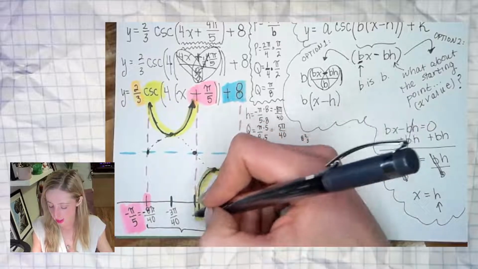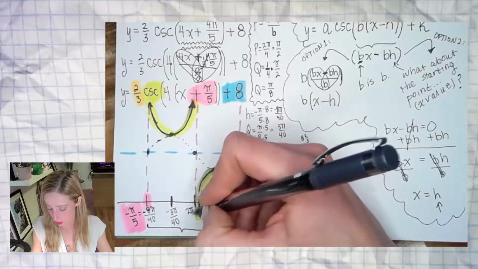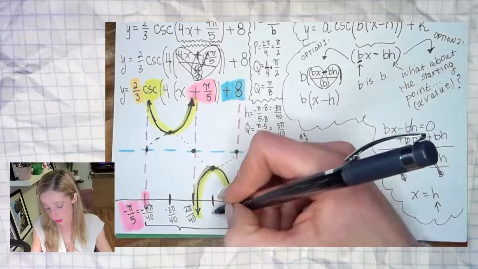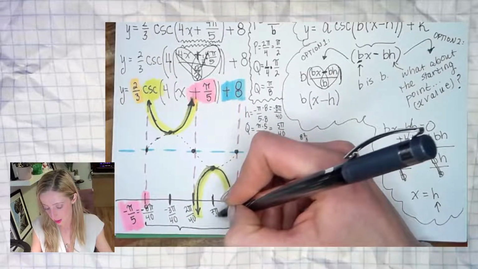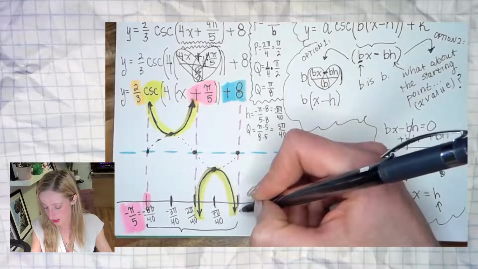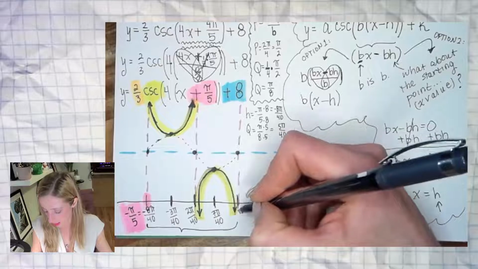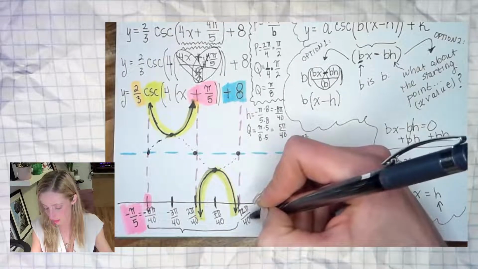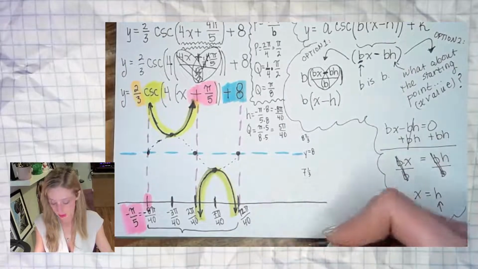Plus 5 is 2 pi over 40 for that next one. Over here I have plus 5 more is 7 pi over 40. And 5 more on top of 7 is 12 pi. Make sure you see that that's a 12. 12 pi over 40. We got all of our x values labeled.